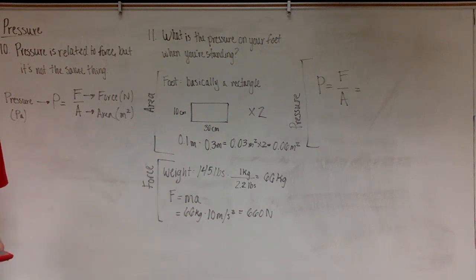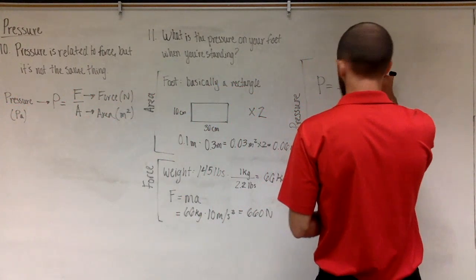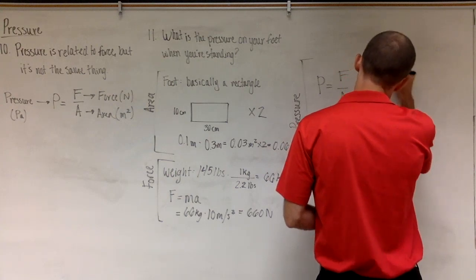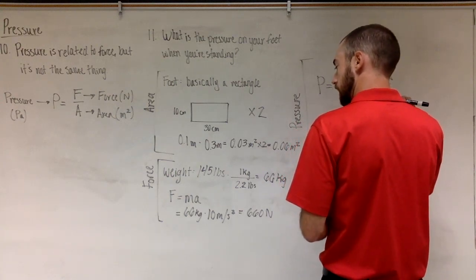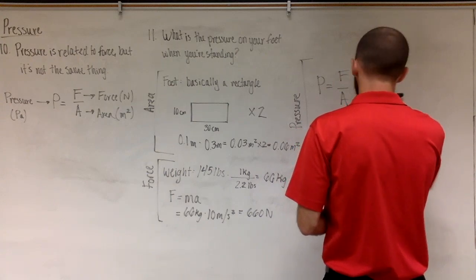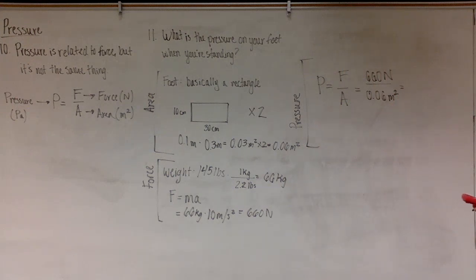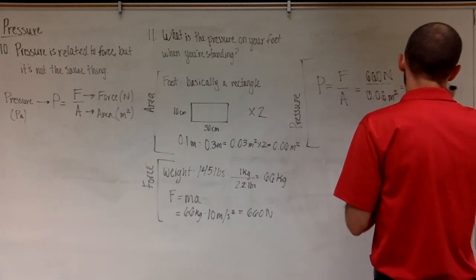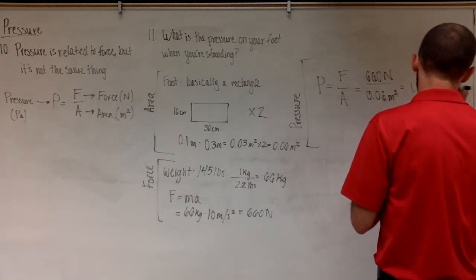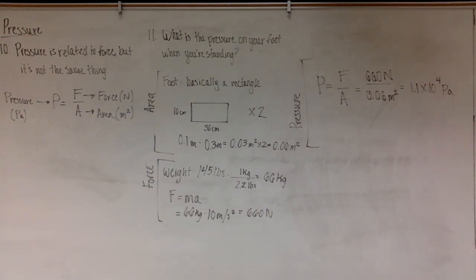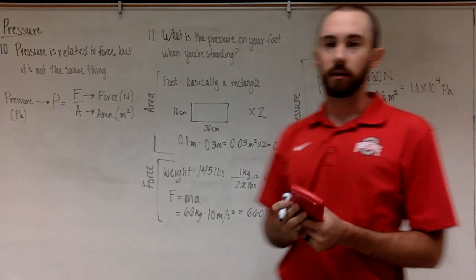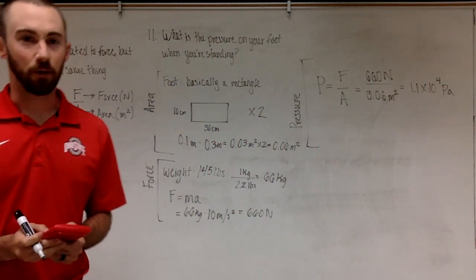Now that I've got that, I can just come up here and plug in for my pressure. My force is 660 newtons, and my area is 0.06 square meters. And when I plug that in, 660 divided by 0.06, I get approximately 1.1 times 10 to the 4th pascals, which is about 11,000 pascals. When we get into the part about atmospheric pressures, you're going to realize there's a lot of air pushing down on us.